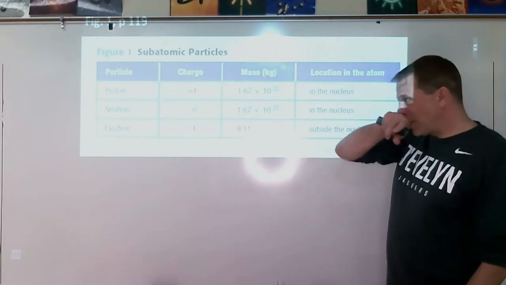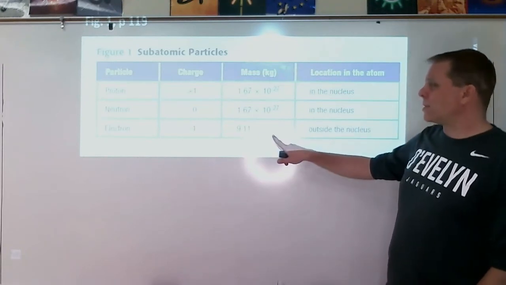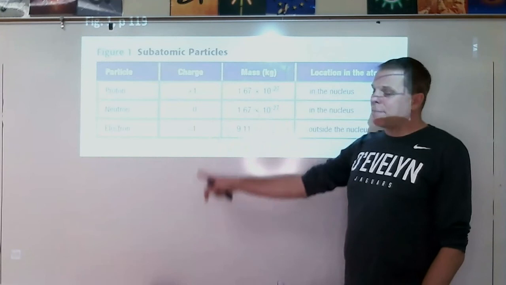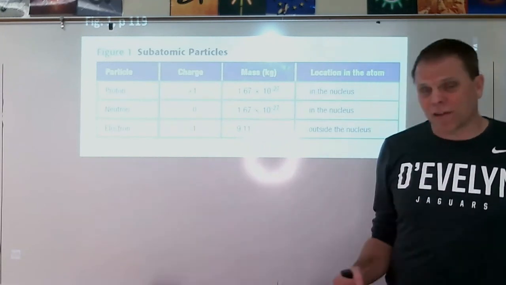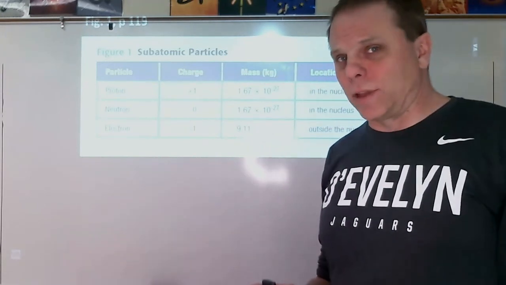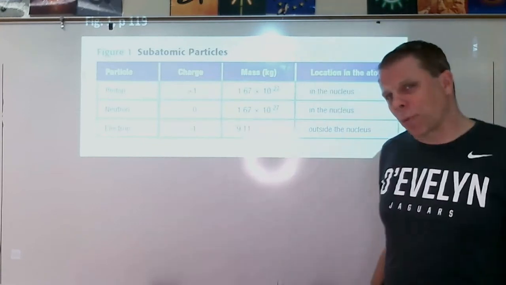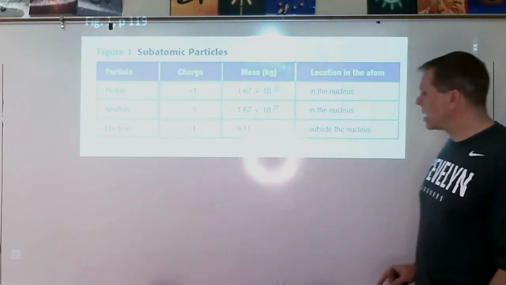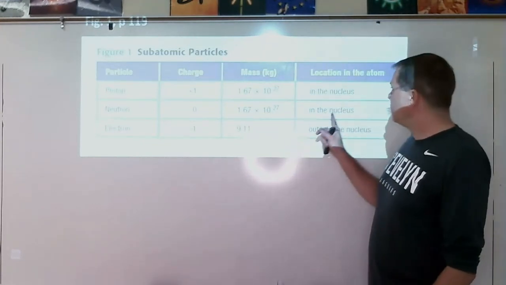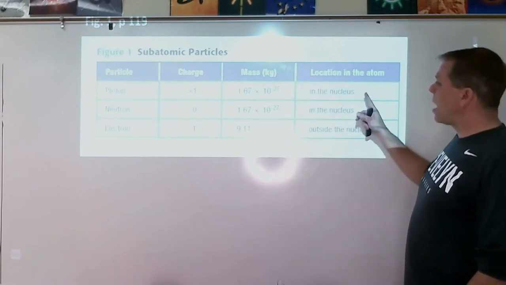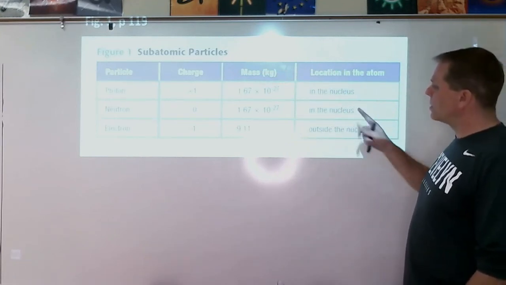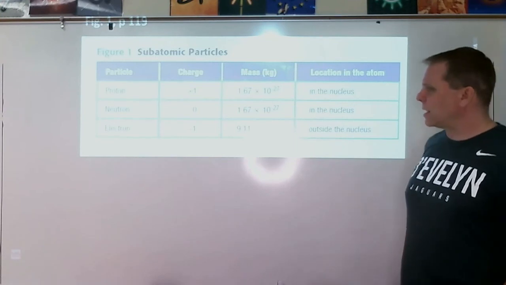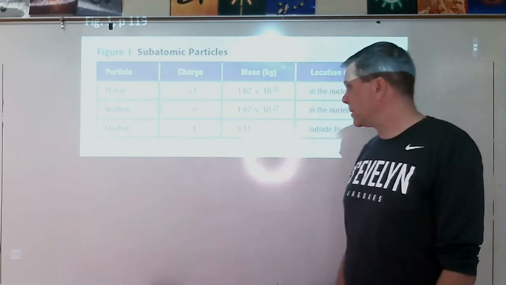Over here, we've got 9.11 times 10 to the -31st. Now, you'll notice this is a mass. Electrons do have mass. But when we talk about the masses of electrons, they're so small compared to the masses of protons and neutrons that they're pretty much negligible in most all cases. All right, so location in the atom, obviously the protons and neutrons are in the nucleus, and we've talked about just in the last lecture how the electrons are outside the nucleus.